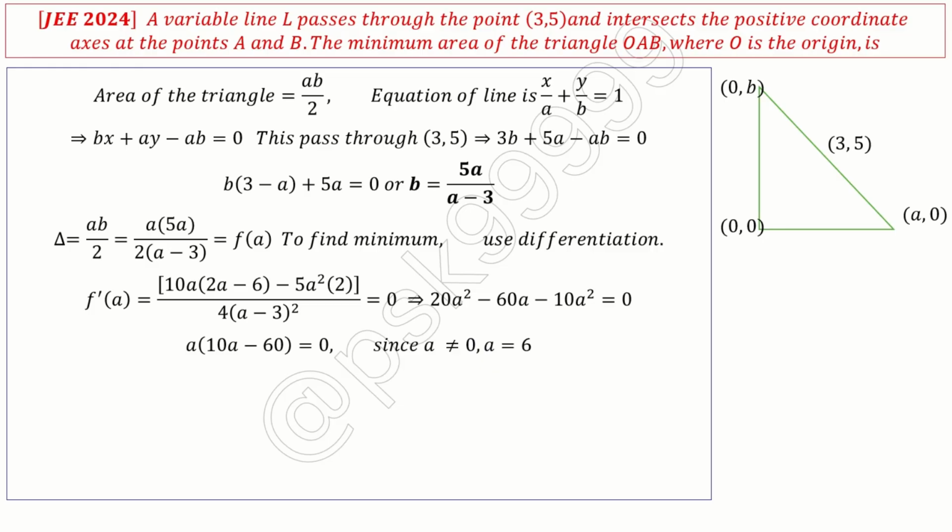a equal to 0 is not possible. If I take a as 0, this will become the same as the origin. It cannot form a triangle, correct? So a equal to 0 is not a possible solution. a equal to 6 is a possible solution. So a equal to 6.